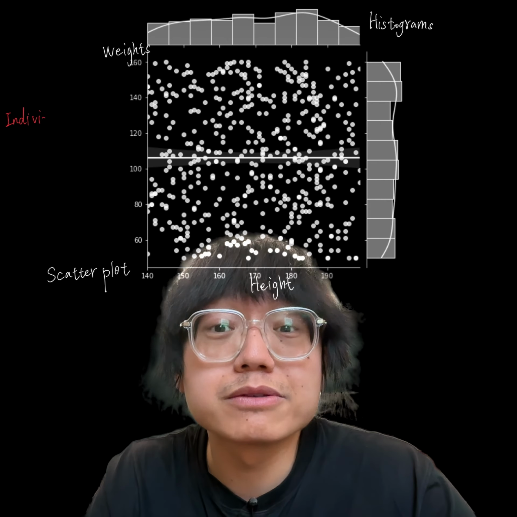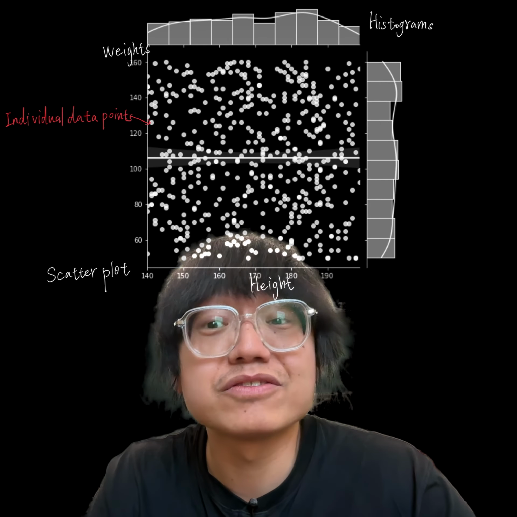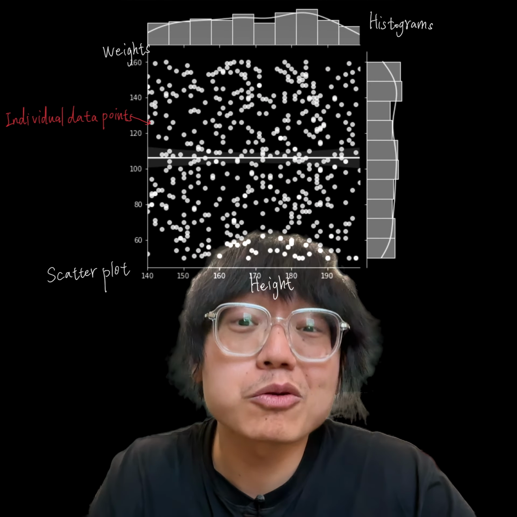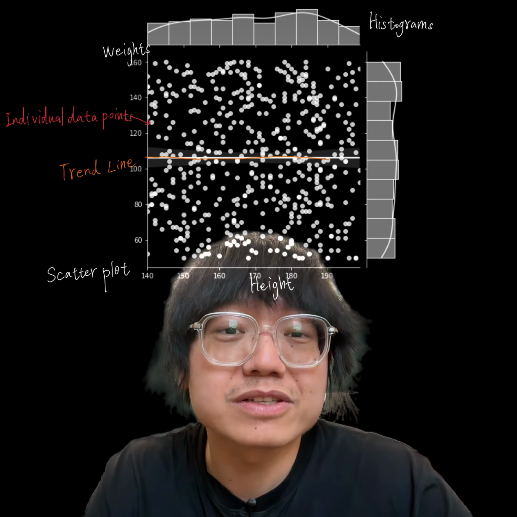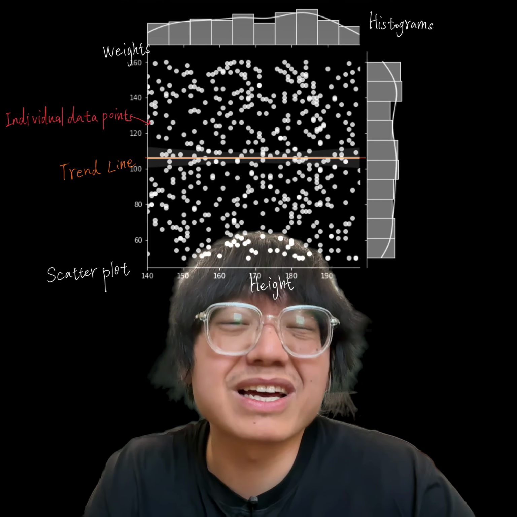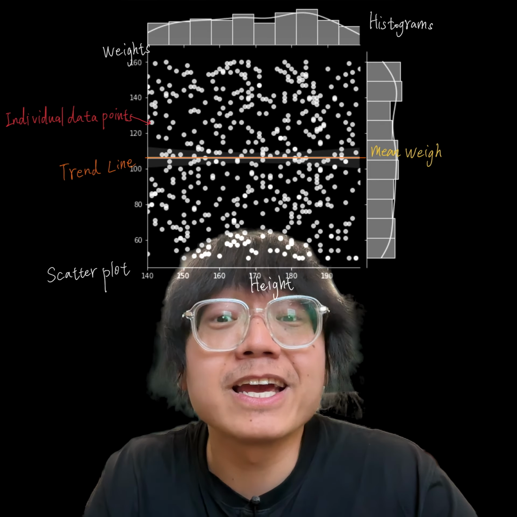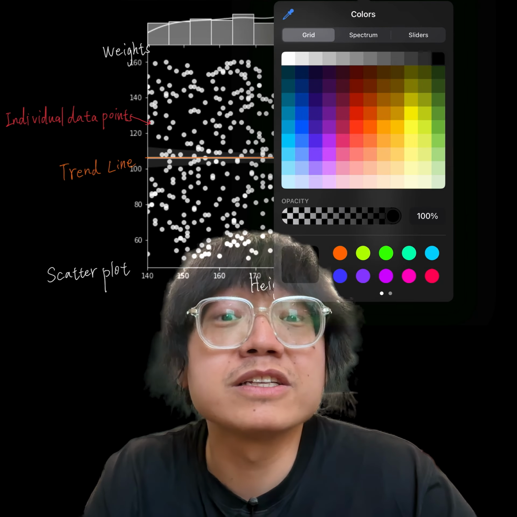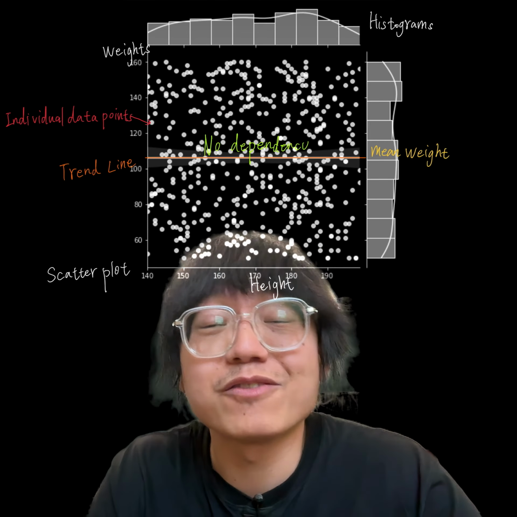The dots represent individual data points, which show the weight and height of different individuals, and this horizontal line is a trend line, which runs across the scatter plot, indicating the mean weight of all individuals, regardless of their height. This suggests an initial attempt to find a simple average, though it doesn't reflect any dependency of weight on height.